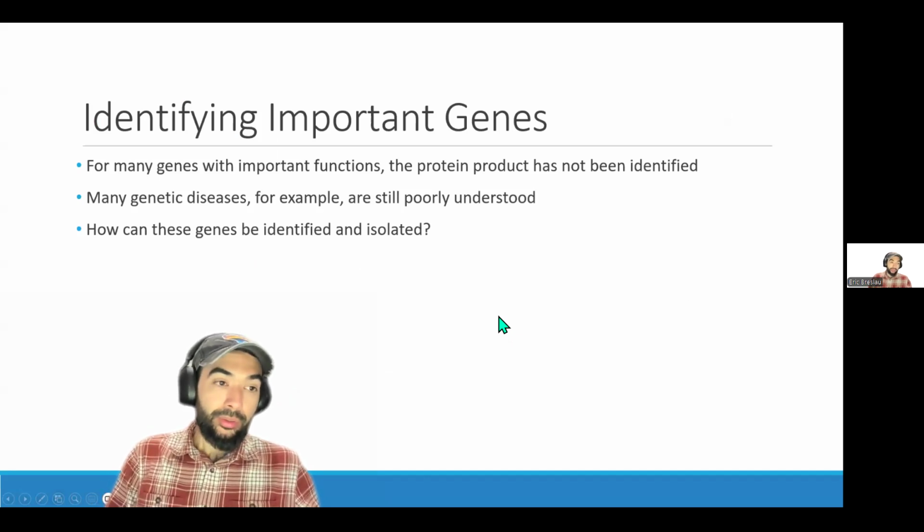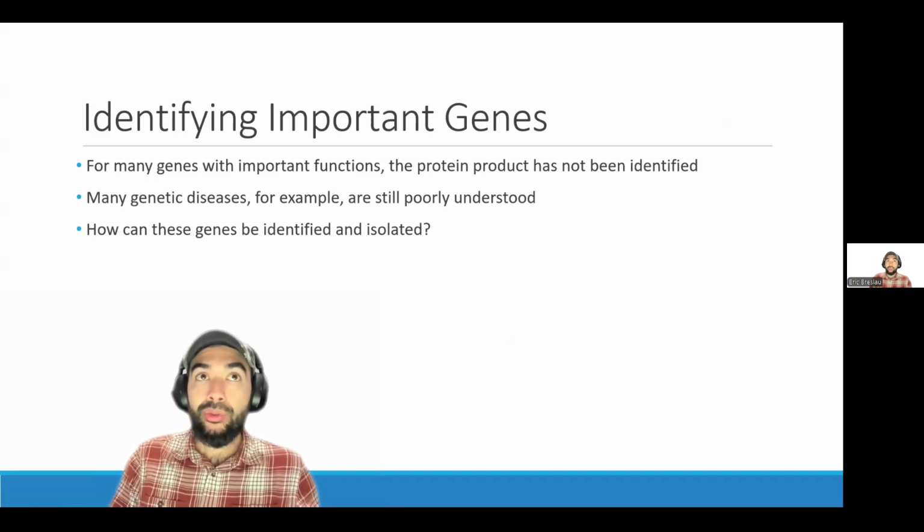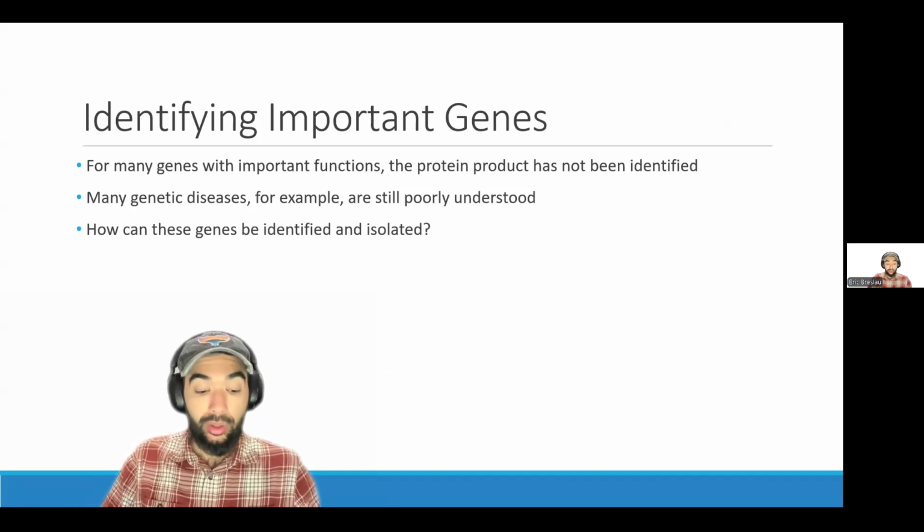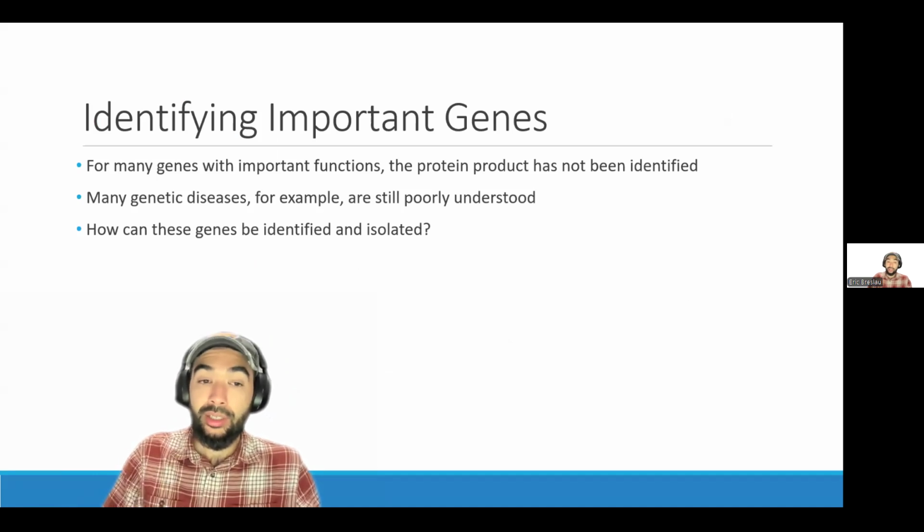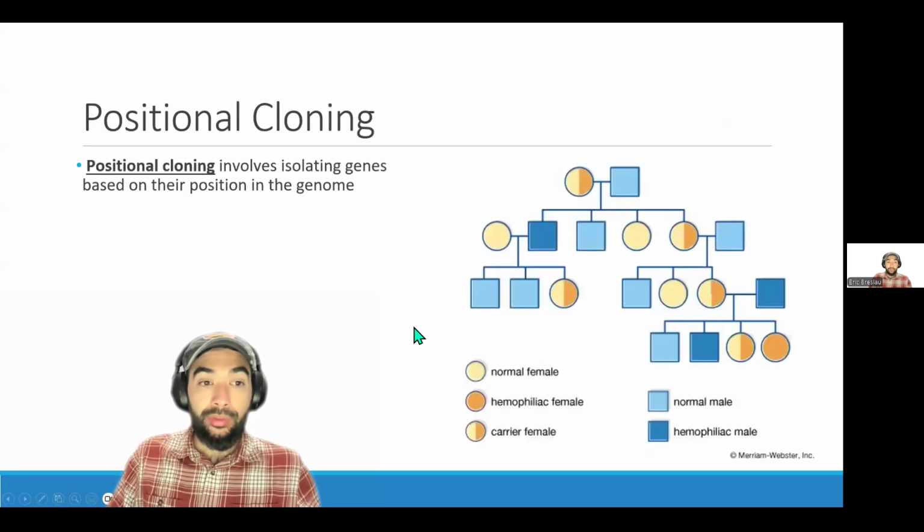Okay. And so for a lot of genes that have important functions, we don't have a lot of information on them. So, with genetic diseases, some of them we still don't know what gene is actually causing it, or maybe there's a bunch of genes causing it, and we don't really know which ones contribute most, or if there's any interaction there. So, how do we identify and isolate any genes of diseases that are still not well understood?